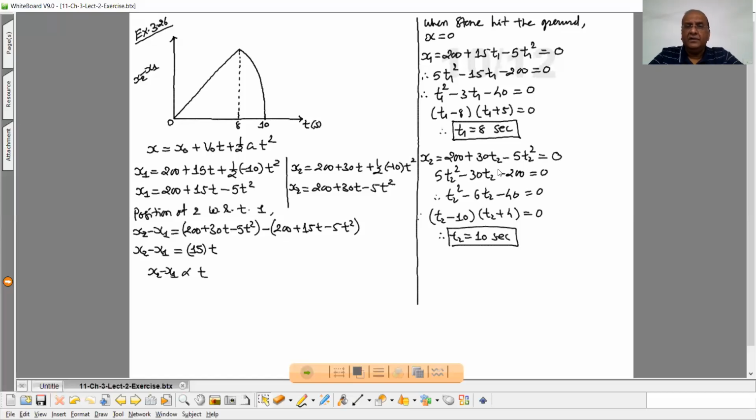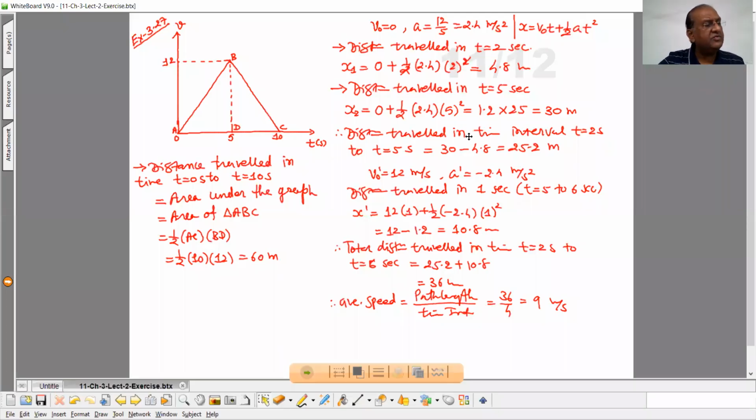Now solve this equation. 5t2 square minus 30t2 minus 200 equals 0. Take 5 common, take it on the right hand side. So t2 square minus 6t2 minus 40 equals 0. So we'll get (t2 minus 10) into (t2 plus 4) equals 0, meaning the time taken by the second stone to hit the ground is 10 seconds. And yes, we can observe here that at 10 seconds, the position is 0. Clear? So the graph is discussed.